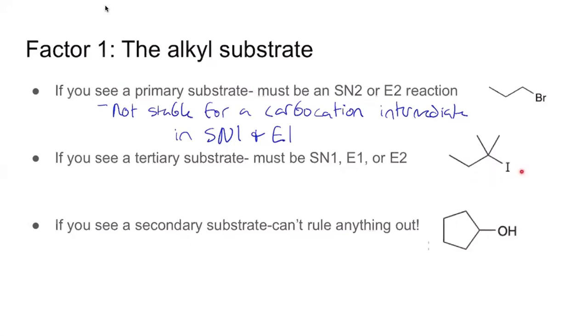So just like Cornell said, a backside attack would be really difficult to do on a molecule with so much steric hindrance. And for our 1-type reactions, this molecule would be pretty stable as a carbocation intermediate. So that's another factor that would make SN1 or E1 reactions more likely. Also, E2 reactions have a lot less steric concerns than SN2. So that's just something else to keep in mind.